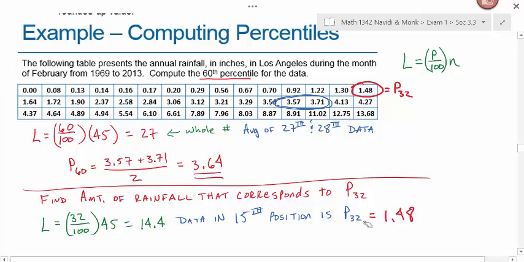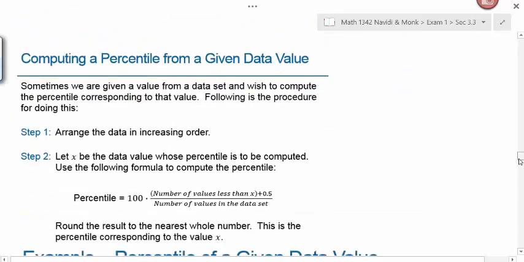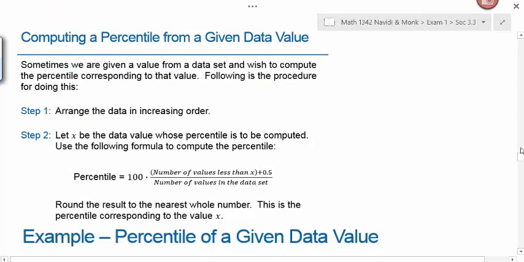Alright, we've learned to go one direction. Now we're going to learn to go the other direction. Now if I give you a data value, can you tell me what percentile that data value is? This is a little bit different. Sometimes we're given a value from a data set and wish to compute the percentile corresponding to that data value. Following is the procedure for doing this.